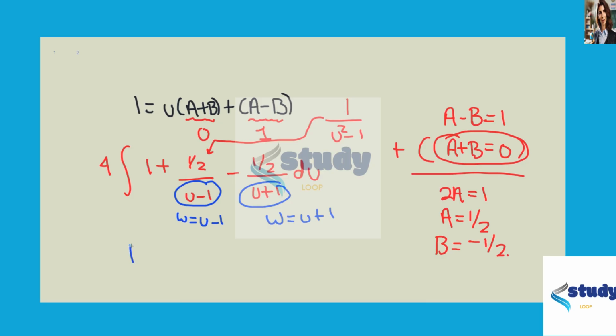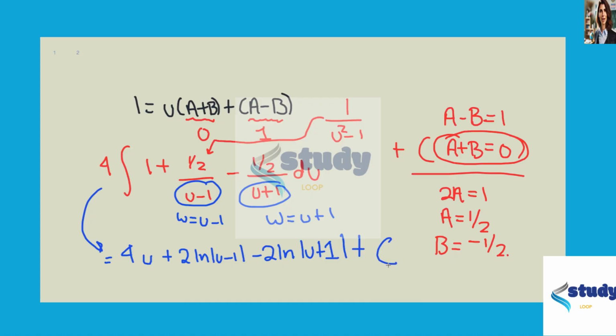In either case, when we integrate, we should get 4u, 2 natural log absolute value u minus 1, negative 2 natural log absolute value u plus 1. Don't forget the constant c.